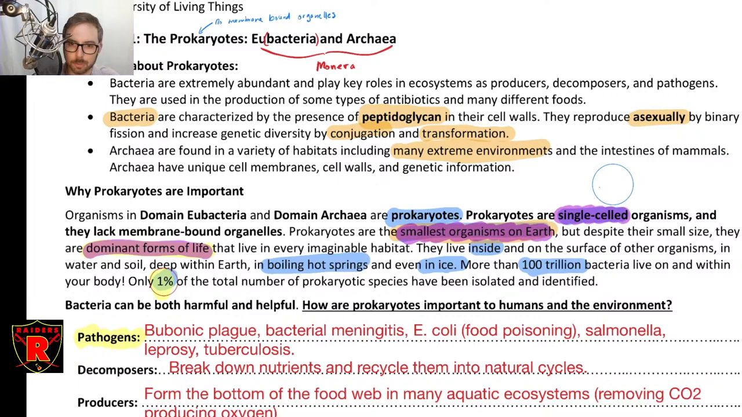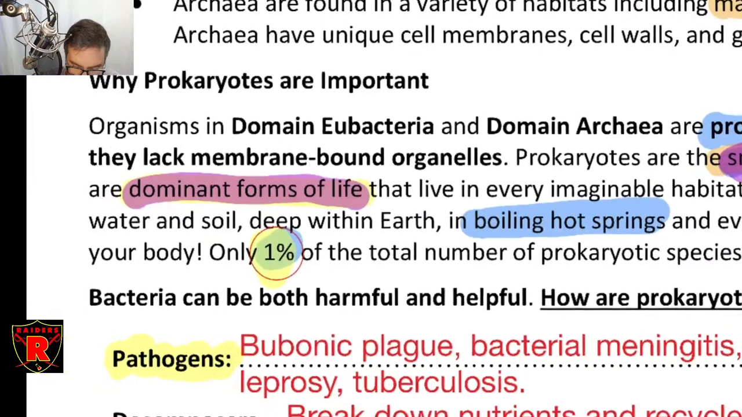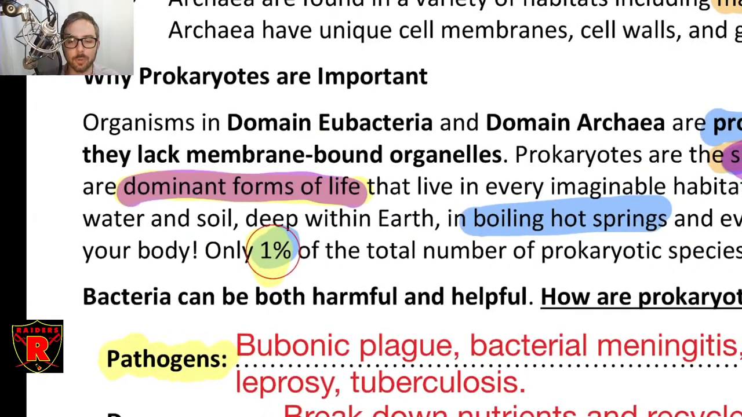So anyway, let's talk about some reasons why you should care, okay? The last thing that I mentioned here is this idea that only about 1% of all of the prokaryotes have been identified. Very few. We don't do a good job cataloging these. And every time we look at a soil sample or a water sample, we find a whole bunch of DNA that we have not identified. So we have just scratched the surface in terms of understanding what is out there in terms of prokaryotes.